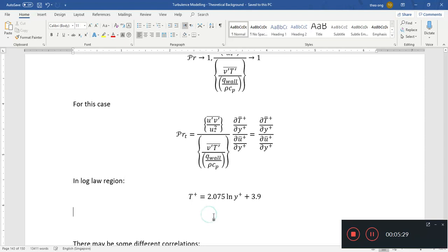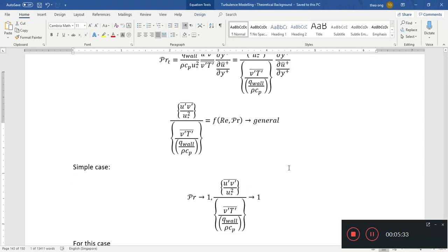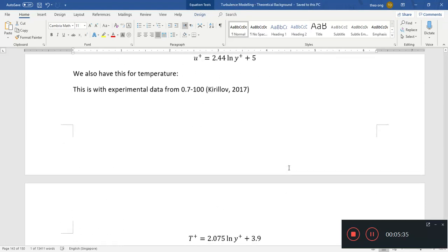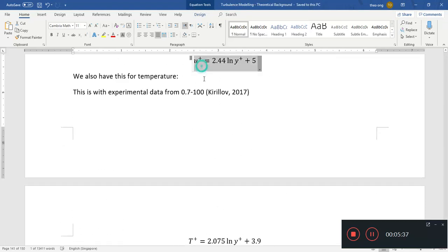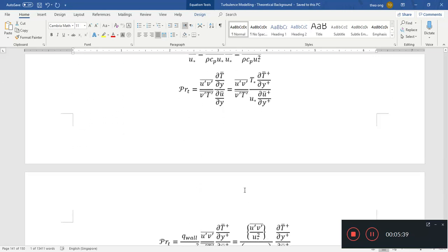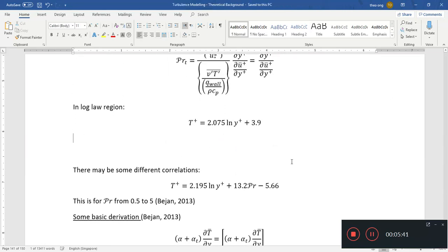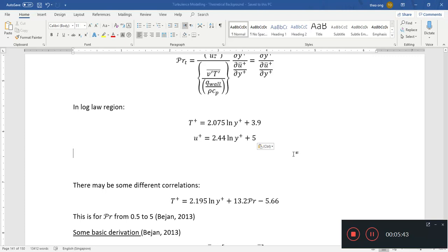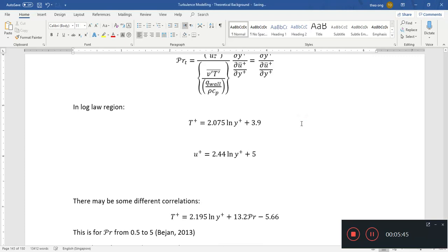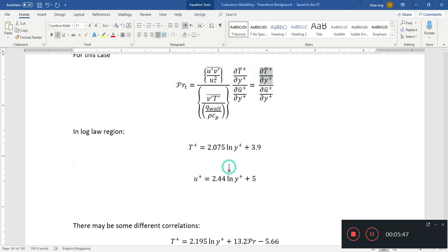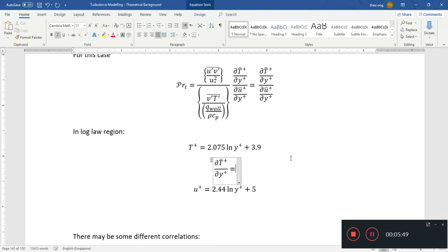So anyway, let's go back to the log law region temperature profile. This is from Kirillov for Prandtl number from 0.7 to 100. This is our standard log law velocity profile. We differentiate, and dT plus over dy plus will just be 2.075 divided by y plus.